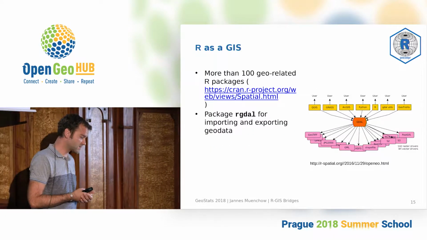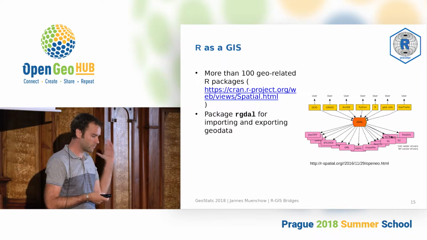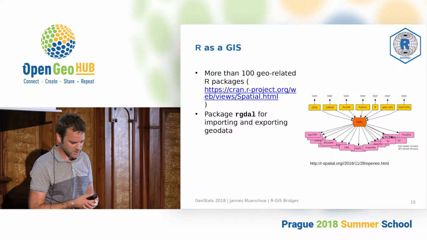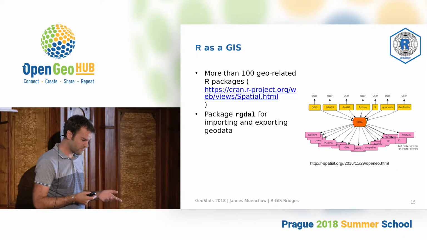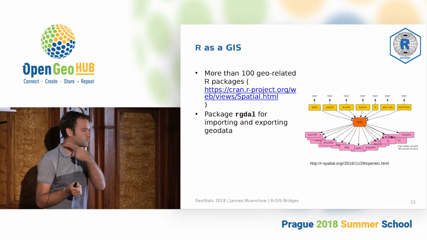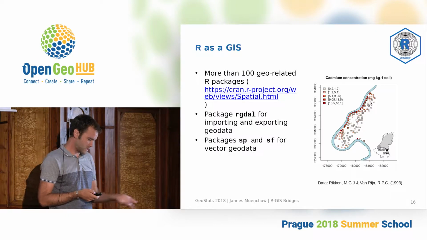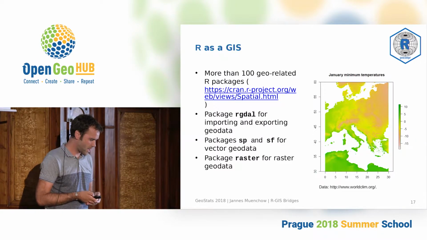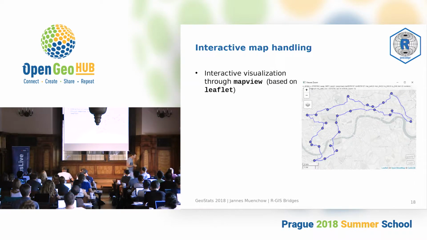In fact, at the moment, there are more than 100 geo-related R packages. The rgdal package is for importing and exporting spatial data, supporting hundreds of different data formats. Almost any GIS software is using GDAL in the background for importing and exporting spatial data. And sp and sf, the raster package, and Tim has told you about the mapview package, also really great for interactive map handling. So if you just want to have a quick glance at your own data, you don't have to do this in the GIS. You can do so now in R as well.